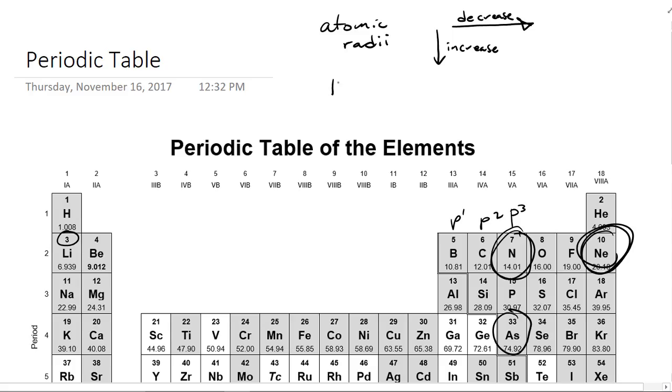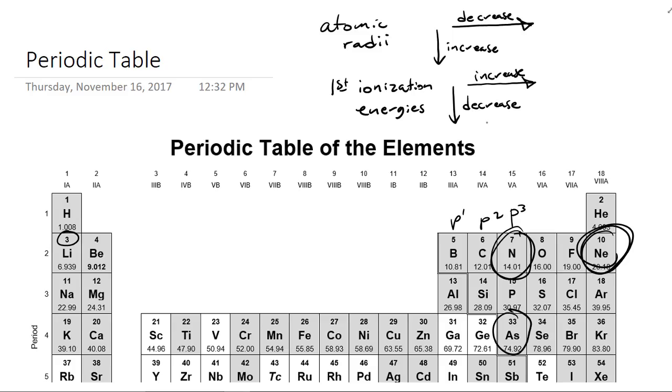And then if we look at the first ionization energies, as we go across, the first ionization energies will increase. And as we go down within a group, the general trend is that the values will decrease. The key to it all is to learn the atomic radii and the explanation. If you learn the radii and explanation, remember that the first ionization energies are just the opposite of the trends for the radii.